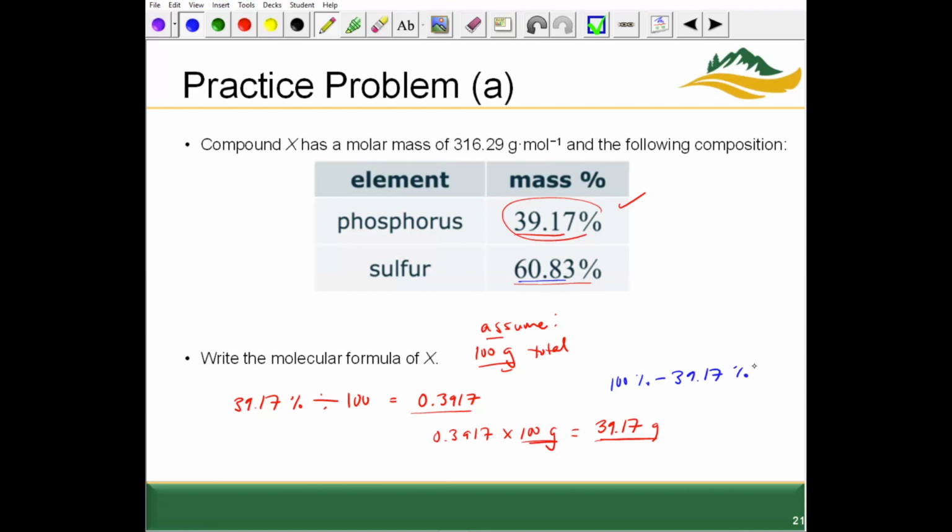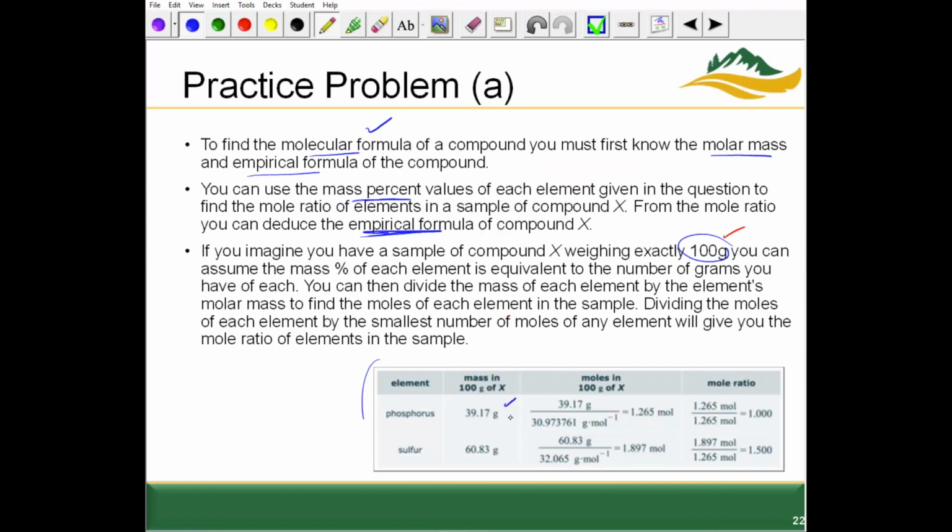minus 39.17% because there's only two different elements present. There's phosphorus and sulfur. So whatever is not phosphorus has to be sulfur. So that's how we get 60.83% here. And from that 60.83%, that means we have 60.83 grams. So here we could have taken, instead of percentages, say 100 grams minus 39.17 grams, because the remainder of this is going to be sulfur. So that's how we get these numbers here in this column.